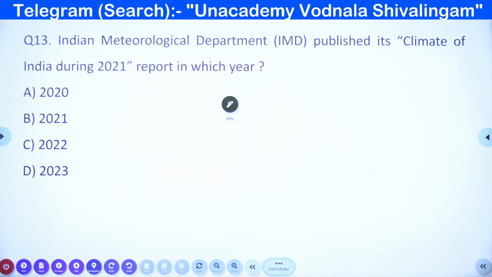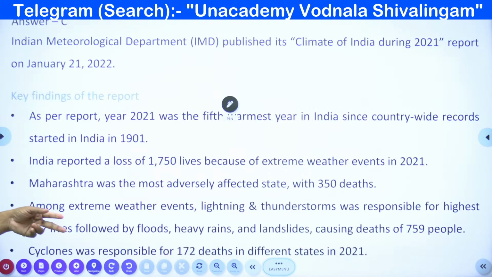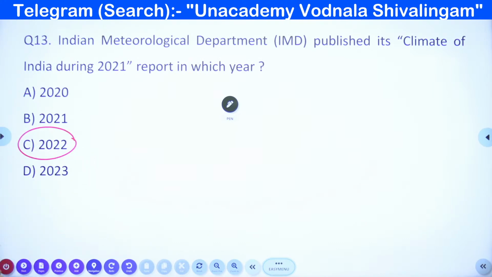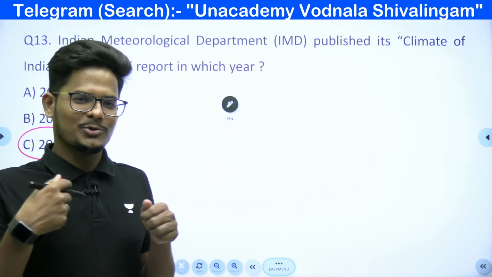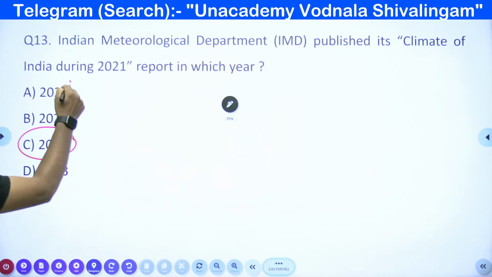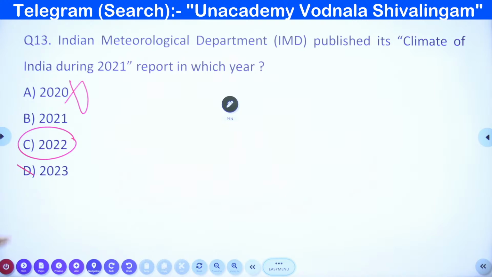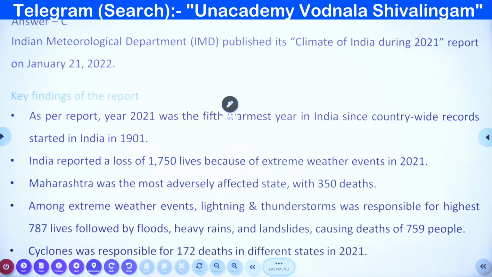Indian Meteorological Department published its Climate of India during 2021 report in which year? The 2021 report will be released in 2022, and the 2022 report will come in 2023. So outright, option 1 and option 4 will get eliminated, either same year or next year. But here the findings of the report are important.